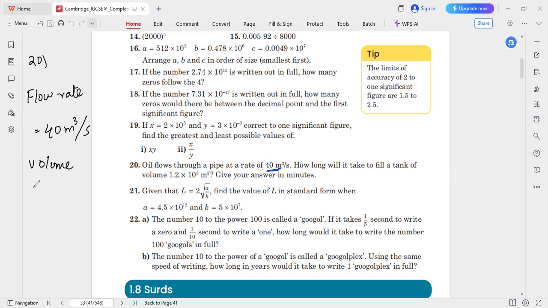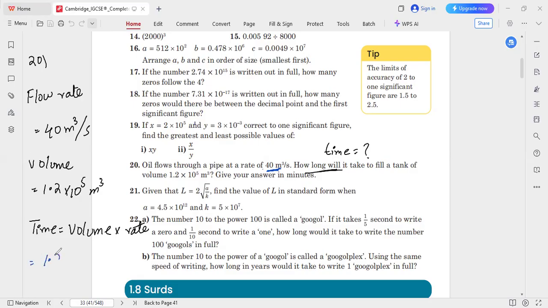And the volume that they gave us is 1.2 times 10 raised to the power 5 meter cube. First of all, what we need to find out is the time. How long will it take? So for this, the formula that you will be using is time basically equals the volume times the rate, the flow rate, okay? So basically the two values that they gave, we need to multiply them together.